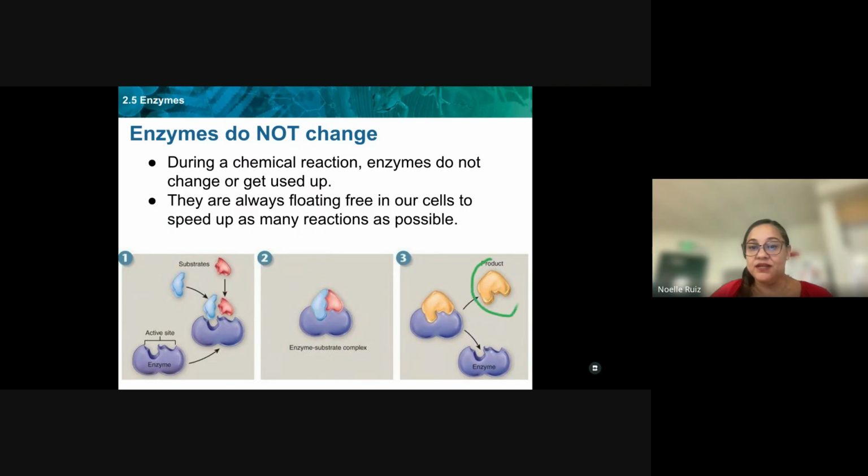And then it is now bonded into a product. It releases, it floats off. You can see nothing at all happened to the enzyme. The enzyme stayed the exact same. It's going to float off and catalyze another chemical reaction to make as many products as it can.